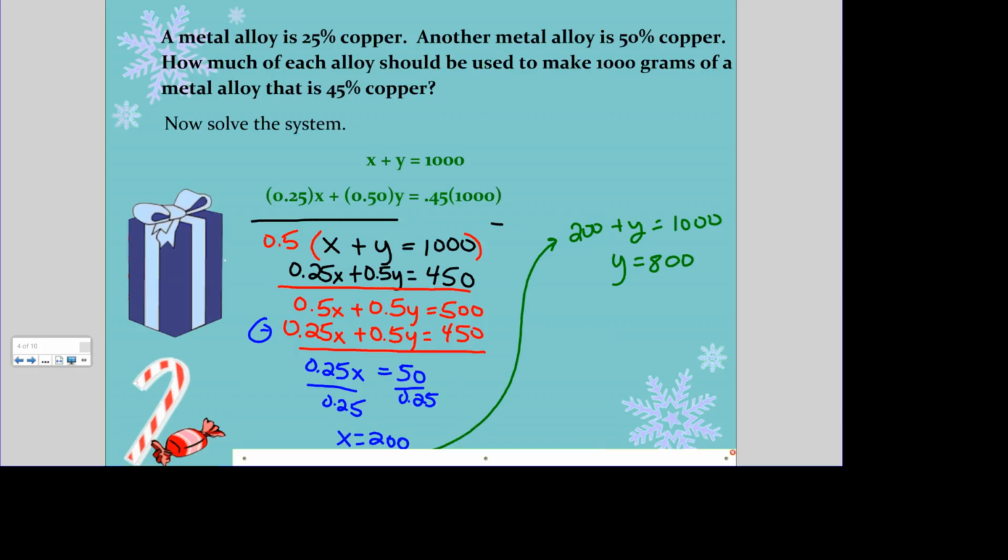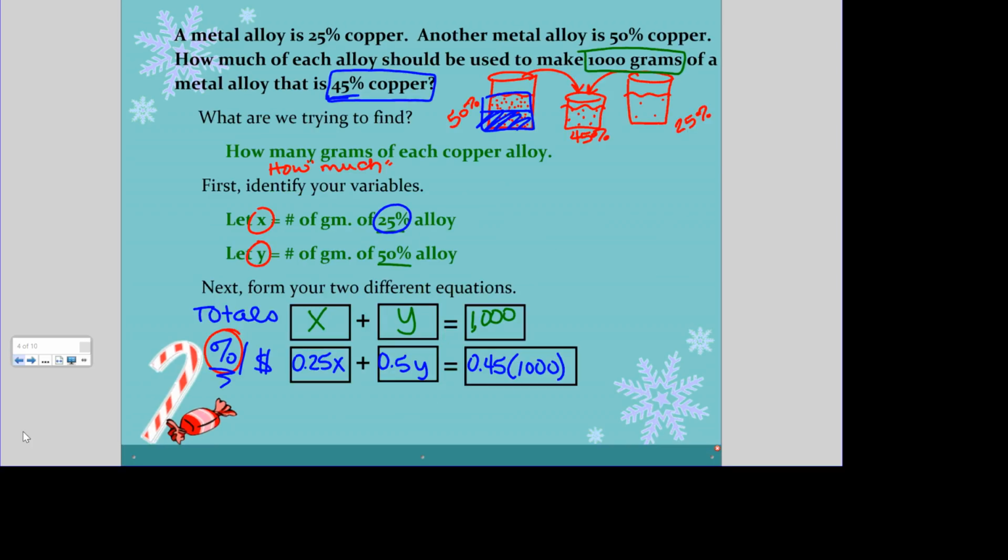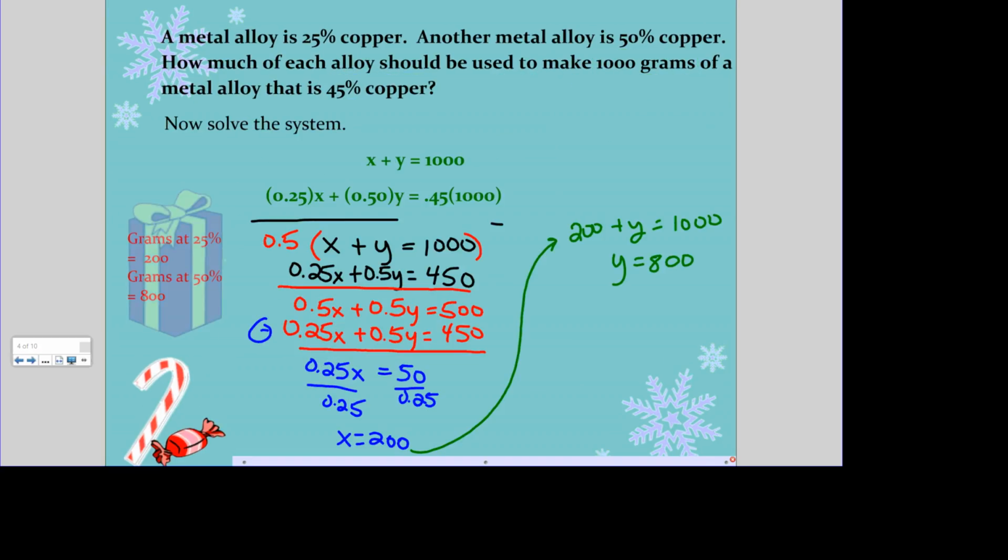And just check that you should have gotten x to be 200 and y to be 800. Again, going back to how we identified our variables, x stood for the number of grams of the 25% copper alloy. So we should say of that one, there's 200 grams, and then of the 50% alloy, we had 800 grams.